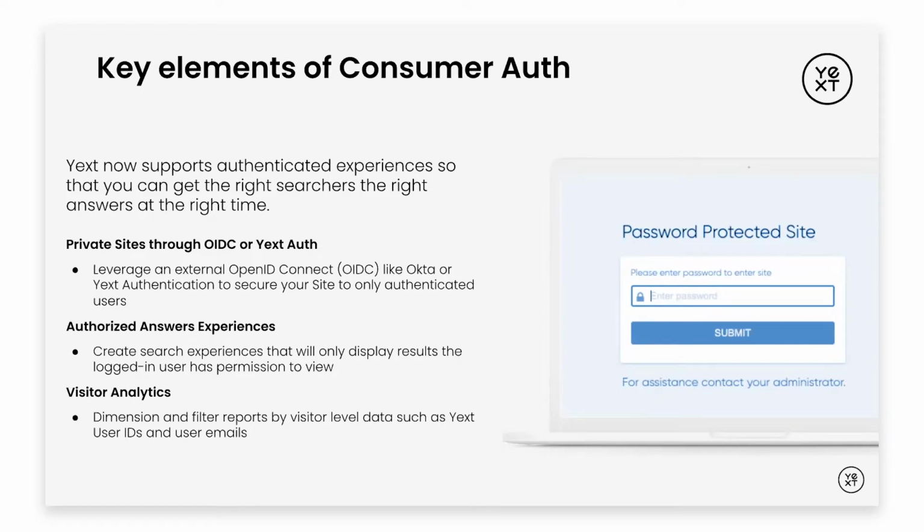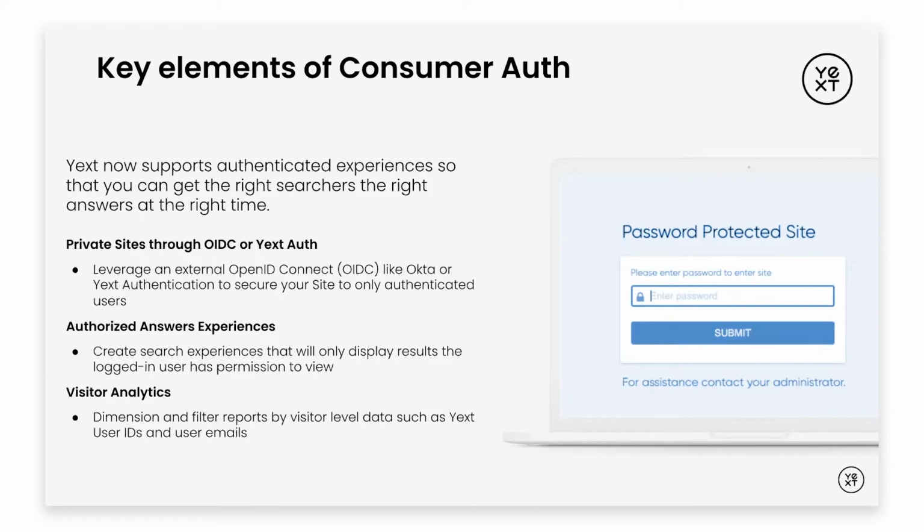There's various different ways you can set that up, including using Yext Auth, a Yext way of providing a username and login to your users, they can log in and access that site. Or if there's an existing OIDC tool that you use for logins at your company, like maybe you use Okta to log into lots of different apps, you can use that to access the private site as well. Additionally, another really cool feature of Consumer Auth at Yext is authorized answers experiences.